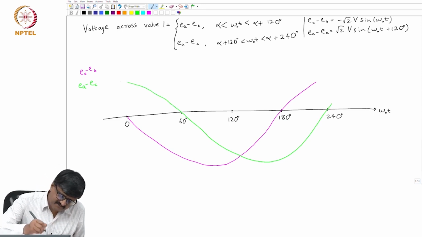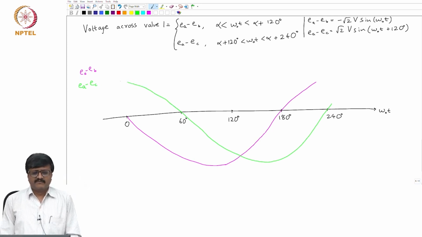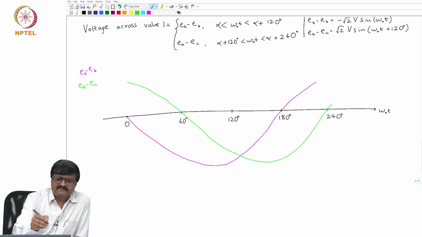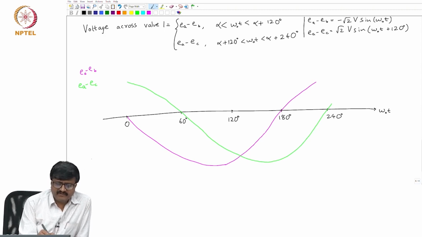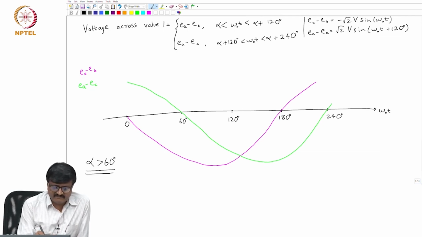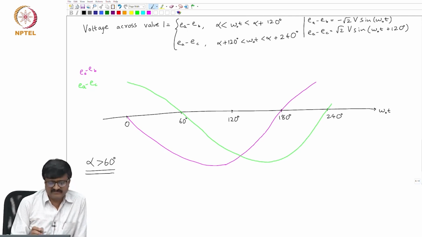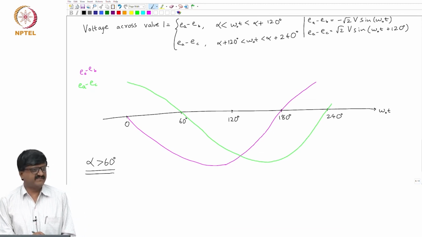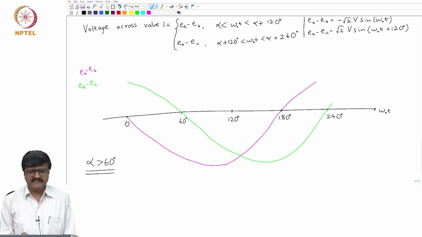This is just a rough sketch. Okay. Now, suppose I have alpha, say greater than 60 degrees. Suppose alpha is greater than 60. Let us make this assumption. We will consider what happens if alpha is less than 60 later. Suppose alpha is greater than 60 degrees, then from alpha to alpha plus 120, the voltage across valve 1 is EA minus EB.